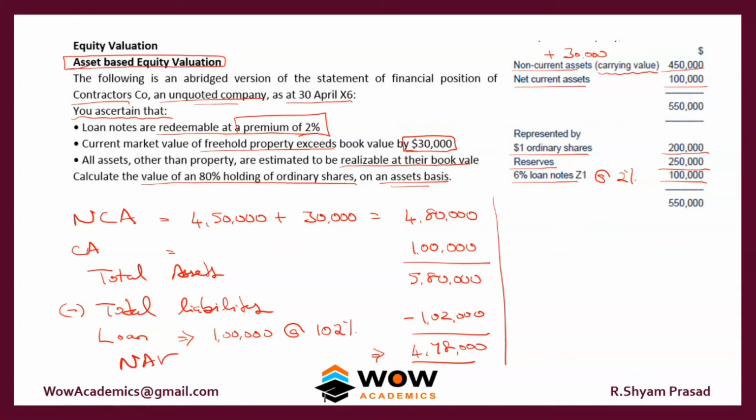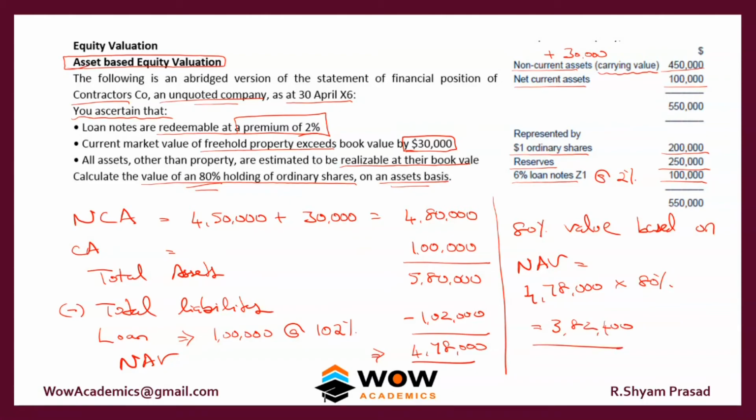The question asks you not for the total NAV but for an 80% holding. So the 80% value based on NAV is equal to 4,78,000 into 80%. So we get 3,82,400. That's the value, and this is represented in dollar terms.